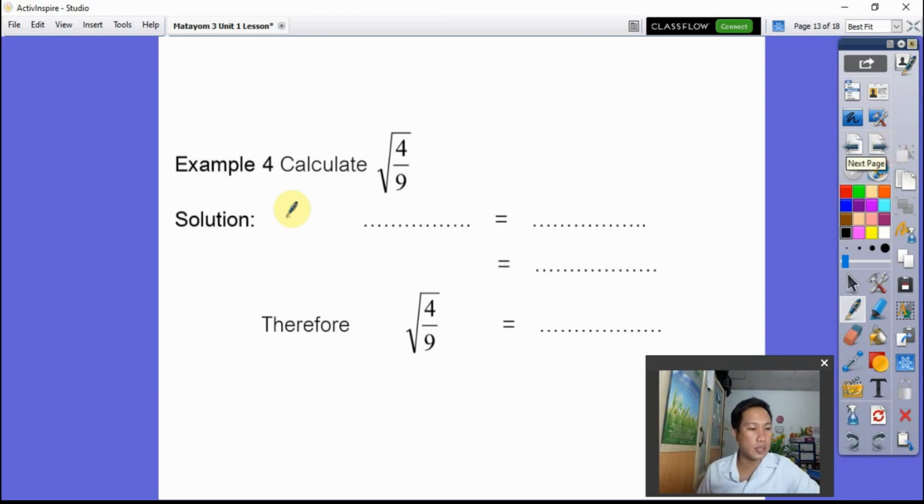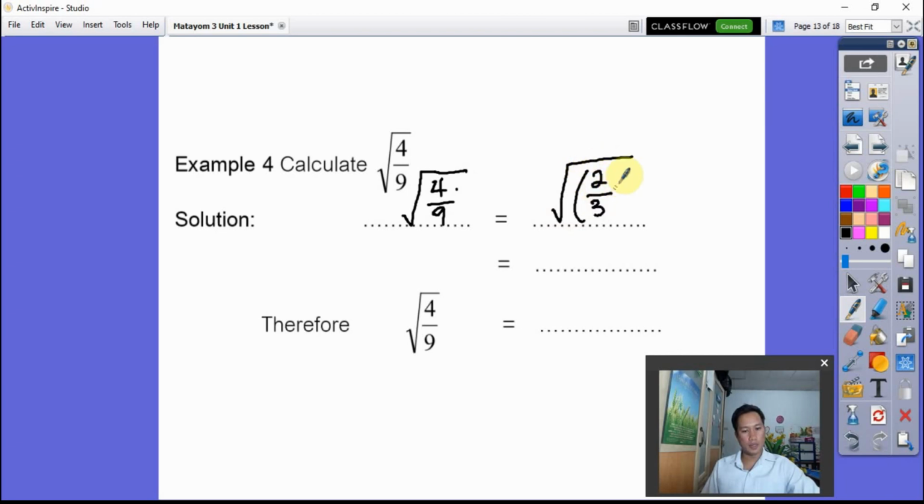Now let's look at example number 4. Let's calculate the root of 4 over 9. The first thing we have to do is rewrite the problem. Equals, then we will change this into a square and this one as a square, so we can put them together as 2 over 3 squared. Now we cancel the square and the root. You will get 2 over 3. Very easy.